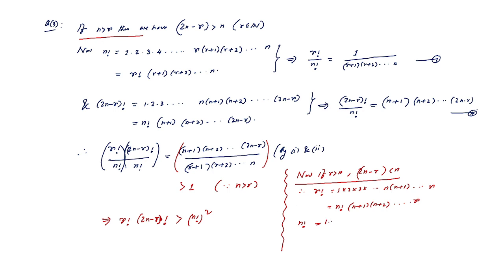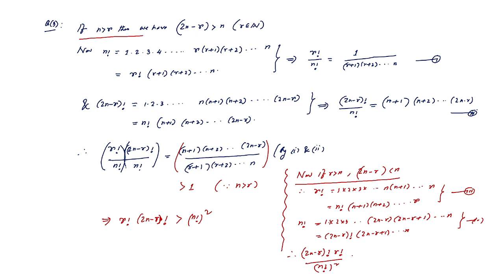So that we can write 1 into 2 into 3 up to 2n minus r plus 1 up to n, and from that we can write (2n minus r) factorial into 2n minus r plus 1 up to n. So again from the expression, this is 3 and this is 4. Again by multiplication we can write (2n minus r) factorial by r factorial into (n factorial) whole square.